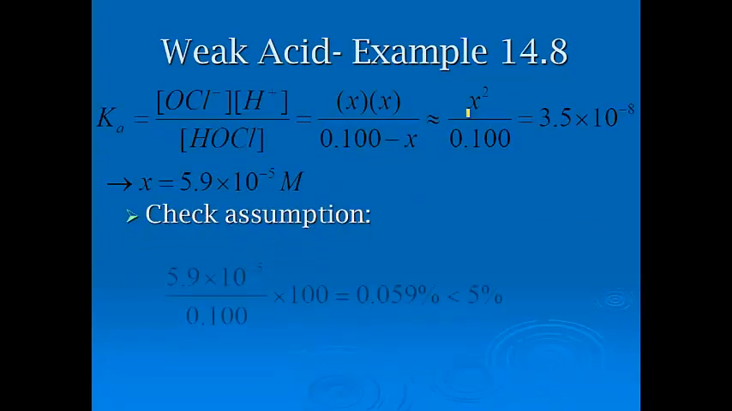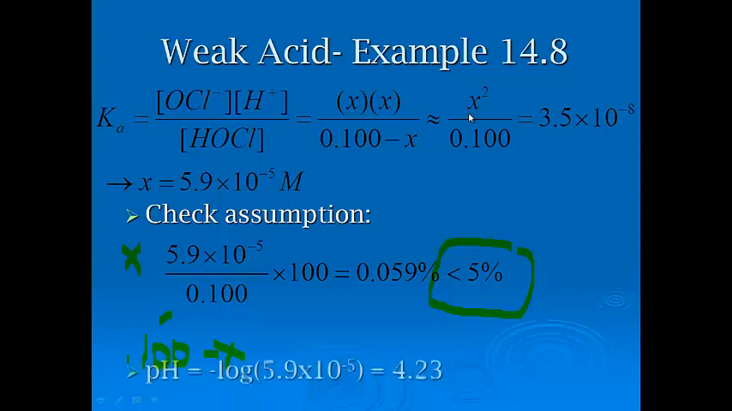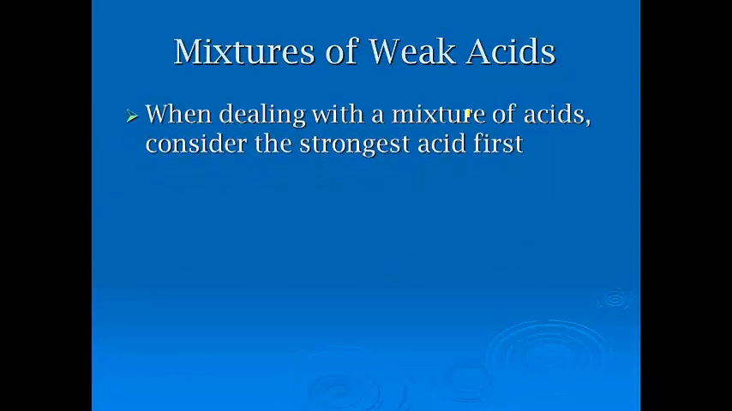Okay, so we solve for x. X is 5.9 times 10 to the negative 5th. We check our assumption. It's way less than 5%. So remember, all we're doing is plugging in the x value, and this is whatever we subtracted the x from, making sure that it truly could have been ignored. We go back into our pH equation. We plug that in. We get a pH of 4.23.